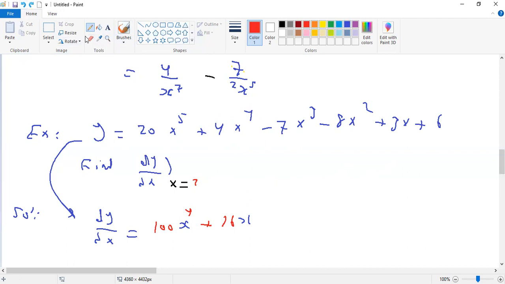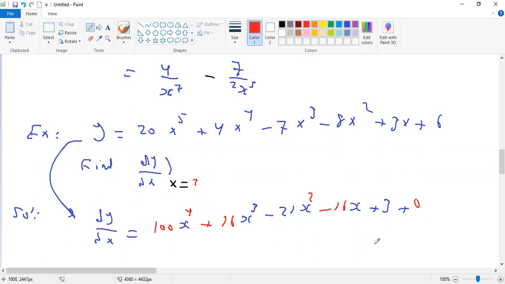So now this one is x to the power 4 minus 1, which is 3. So 4 times 4 is 16, 4 minus 1 is 3. This one, minus 3 times 7 is 21, and x to the power 2. Then minus 2 times 8 is 16, and what about x? The power 2 minus 1 is 1, no need to write 1. And then the 3x gives 3, and the plus 6, this constant, is 0.